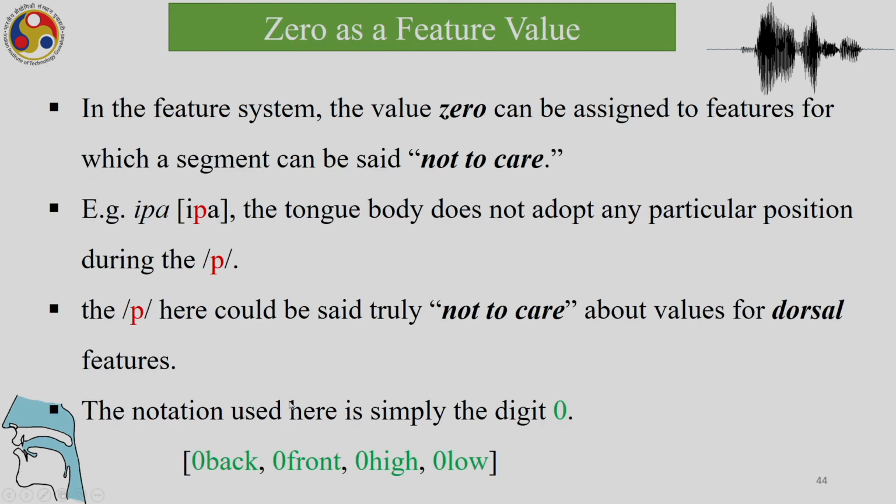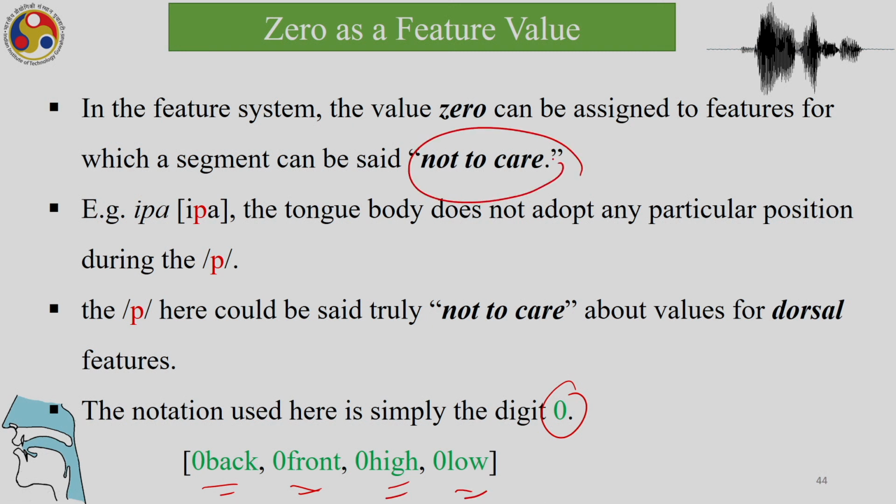And then in the feature system, the value 0 can be assigned to features for which a segment can be said not to care. So the tongue body does not adopt any particular position during the p. The p here could be said truly not to care about the values for dorsal features. And the notation here is simply null. So it's either null back or null front or null high or null low. So what does null mean?